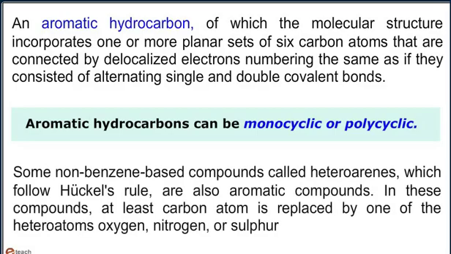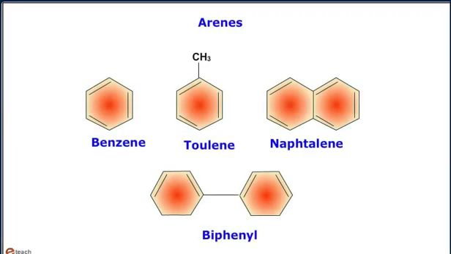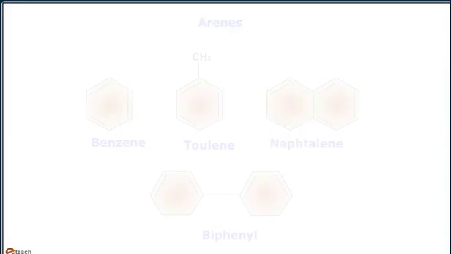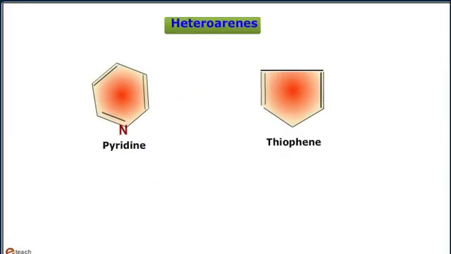Some non-benzene based compounds are called heteroarenes, which follow Huckel's rule and are also aromatic compounds. In these compounds, at least one carbon atom is replaced by a heteroatom: oxygen, nitrogen or sulfur. For example, benzene, toluene, naphthalene and biphenyl. Examples of heteroarenes are pyridine and thiophene.